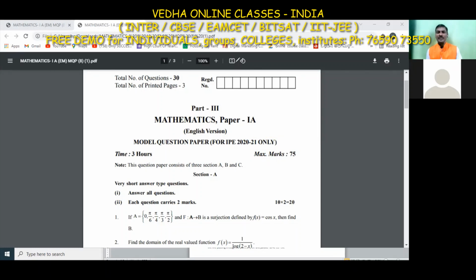Here the question paper pattern is as it is, like this only. Total number of questions, we have 30 questions in the question paper. Total number of printed pages, it may be 3 or 4, it depends, but the number of questions is 30 only. Here you need to write your roll number, registered number, that is nothing but your hall ticket number. You are going to write it here after getting the hall ticket.